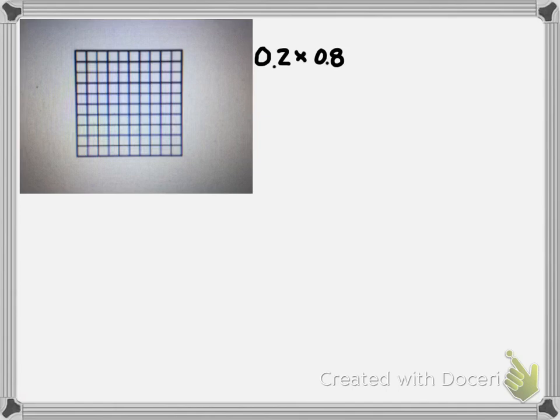First thing you're going to want to do is shade the 8/10. Go ahead and try that. 1, 2, 3, 4, 5, 6, 7, 8. Great. So we shaded our 8/10. Now, of those 8/10, we need to shade 2/10. So we're going to do 2/10 of 8/10. So go ahead and pause it, shade your 2/10.